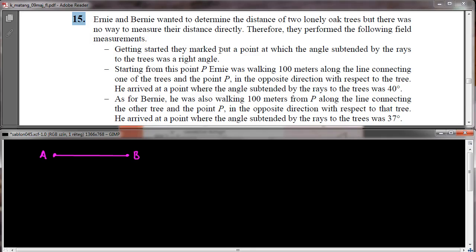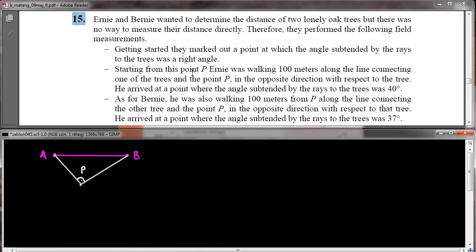Getting started, they marked out a point at which the angle subtended by the rays to the trees was a right angle. It means that they stood somewhere like here, so that if you take the angle, check the angle from here to A and to B, then it's a right angle. You understand? Okay, so that's where they stood first, both of them. And then this was a P point. Actually, this was point P.